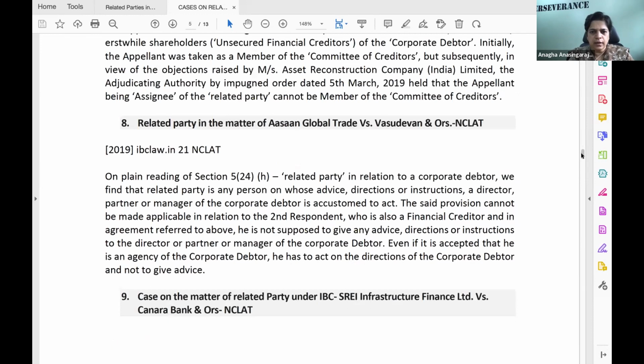Then in this case, we also discussed the eighth one, related party, in the matter of Asan Global Trade versus Vasudevan. It discussed the related party under 5(24)(h), in which a related party in relation to a CD is any person on whose advice, directions, or instructions a director, partner, or manager of the CD is accustomed to act. This provision cannot be made applicable in relation to the second respondent, who is also an FC, and in the agreement referred to above, he is not supposed to give any advice and so on. So this other respondent was not held to be a related party.